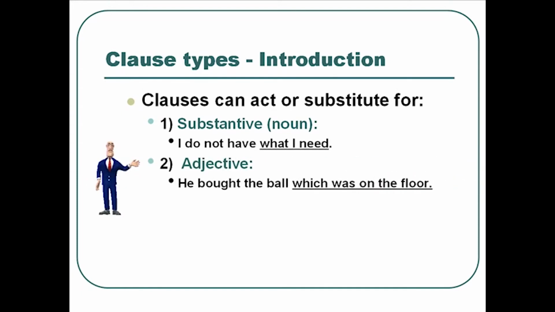The clause can also function as an adjective. He bought me the ball which was on the floor. So it's distinguishing which ball he's talking about. So the which was on the floor modifies ball. Just the same way he bought me the red ball, he bought me the ball which is on the floor. Which was on the floor, you'll notice there's a verb in there, which was, and then on the floor indicating the location of the ball. And so it functions as an adjective of location. He bought the ball, you could just say that, and then the ball is modified.